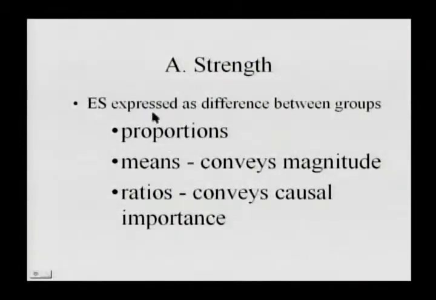So the effect size is expressed as difference between groups. It can be expressed as proportions, means that we most commonly find ourselves dealing with. This conveys the magnitude, or ratios, which conveys the causal importance. So sometimes it's important to look at your data in all of these fashions to see which may represent an effect size that demonstrates the greatest strength.